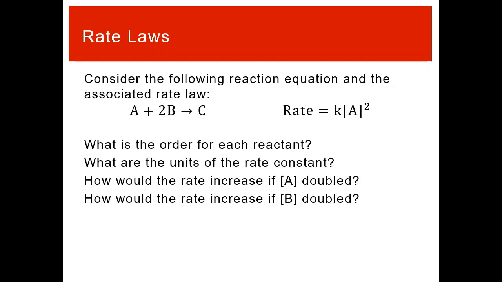All right, let's look at an example now of analyzing rate laws. Consider the following reaction equation and the associated rate law. I have A plus 2B becomes C, and the rate is equal to K times the concentration of A squared. I have a couple of questions I want to know. What is the order for each reactant? What are the units of the rate constant? How would the rate increase if the concentration of A doubled? How would the rate increase if the concentration of B doubled?